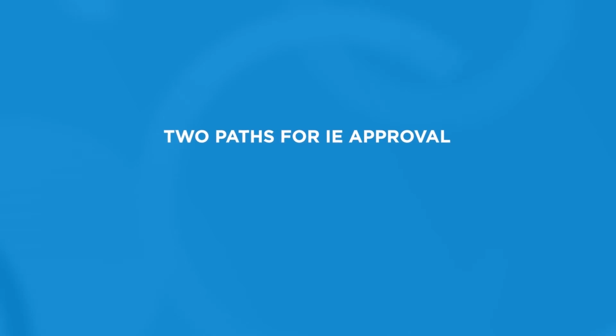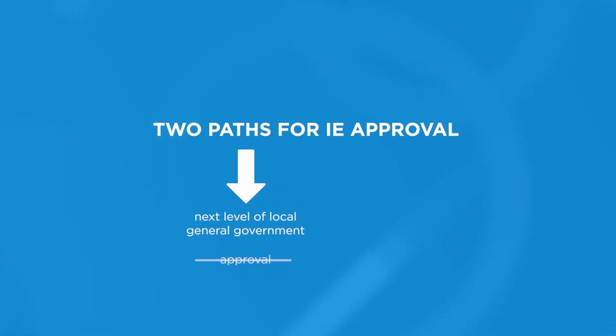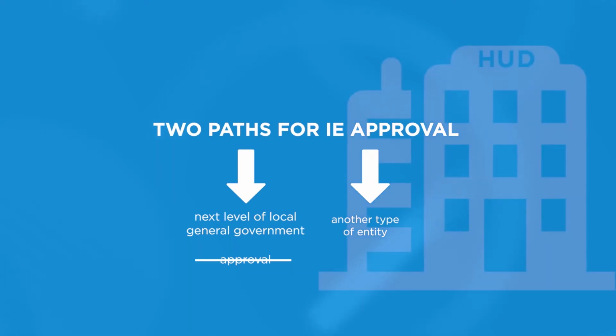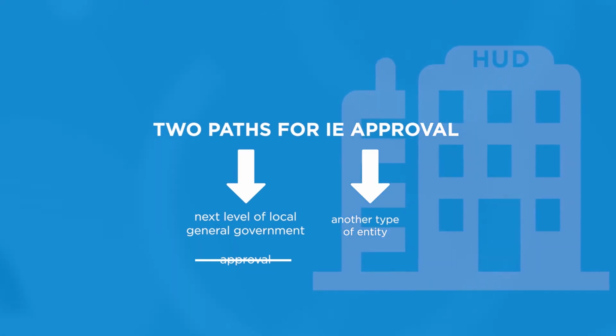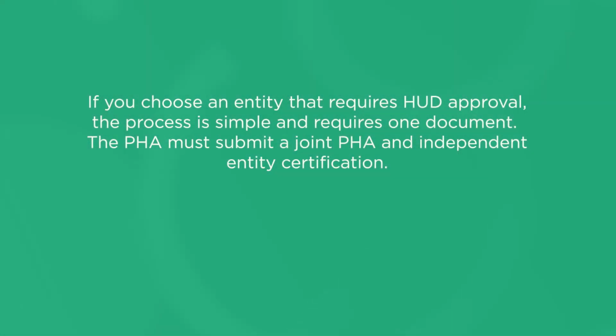Depending on what type of IE your PHA selects, there are two paths for approval. First, if you choose next level of local general government, you do not need approval from HUD. Second, if you choose another type of entity, like another PHA or an independent company, the HUD Field Office of Public Housing is responsible for approving the IE. If you choose an entity that requires HUD approval, the process is simple and requires one document. The PHA must submit a joint PHA and independent entity certification.